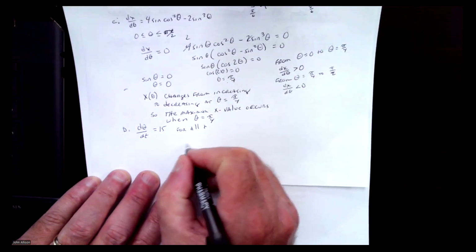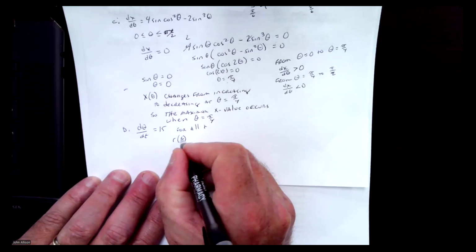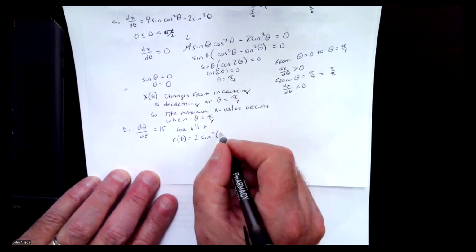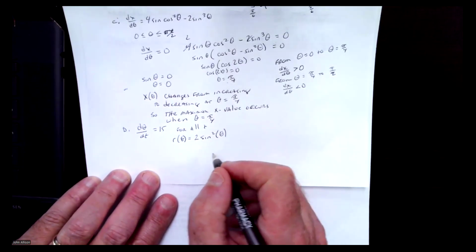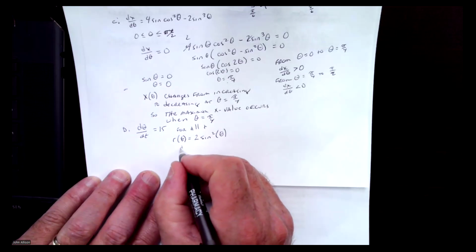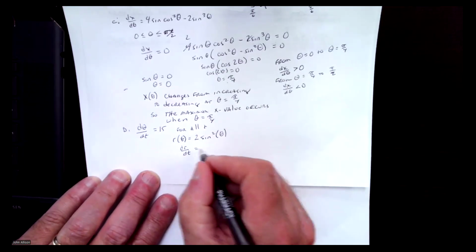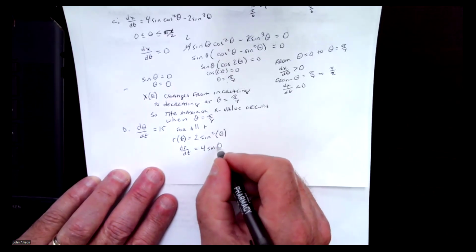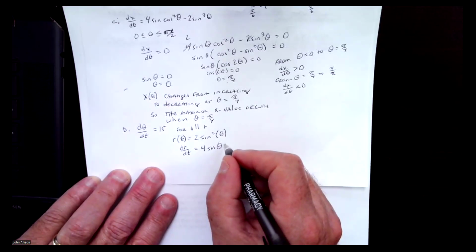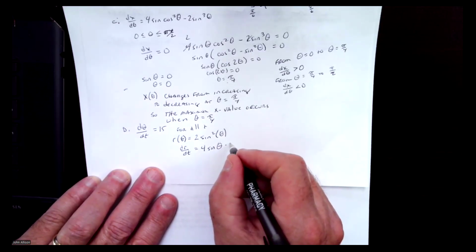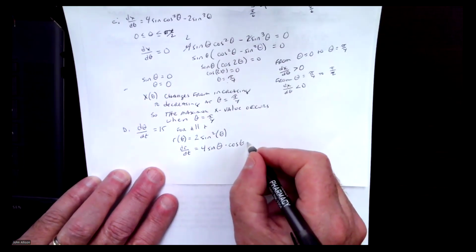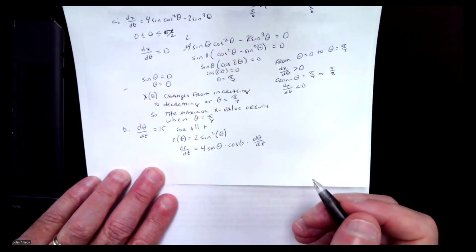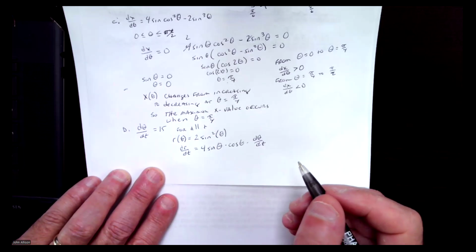So since r of theta equals 2 times sine squared theta, then dr dt equals 4 sine theta times cosine theta times d theta dt. A little implicit differentiation there.